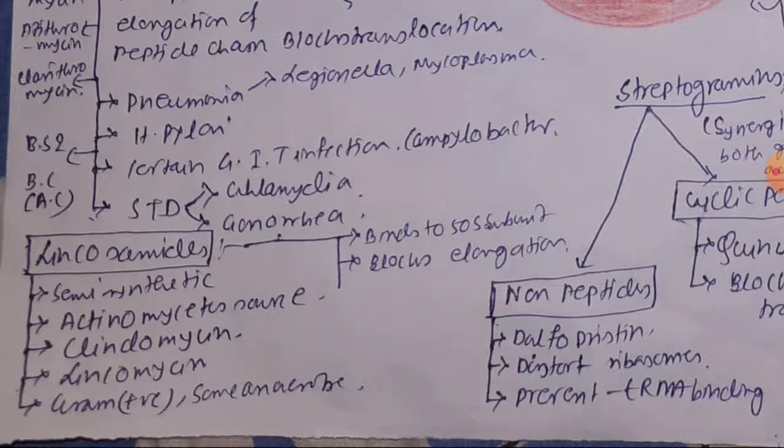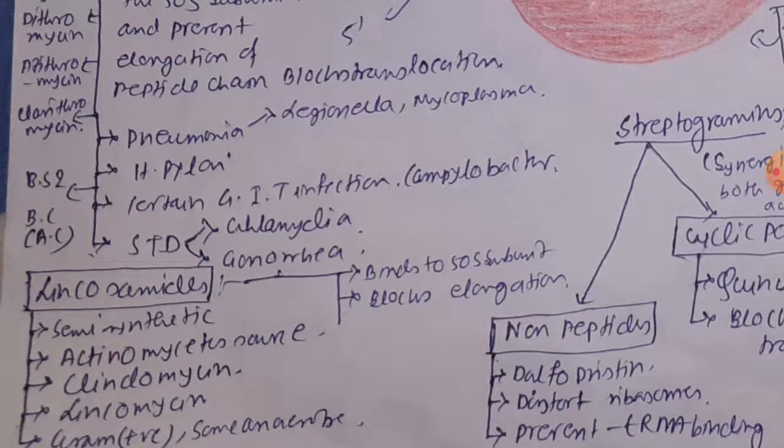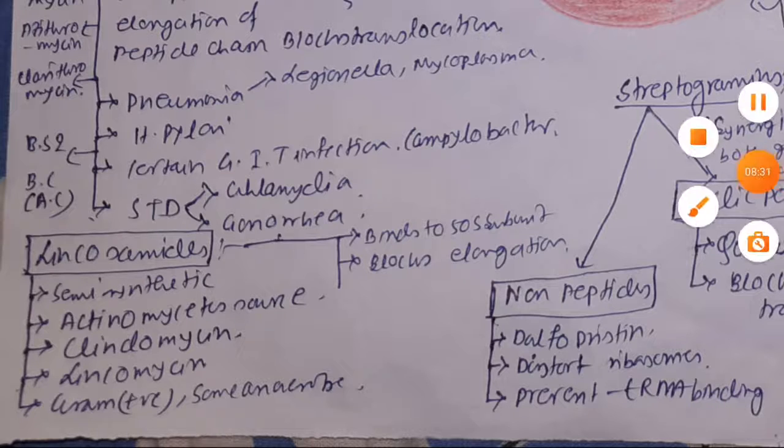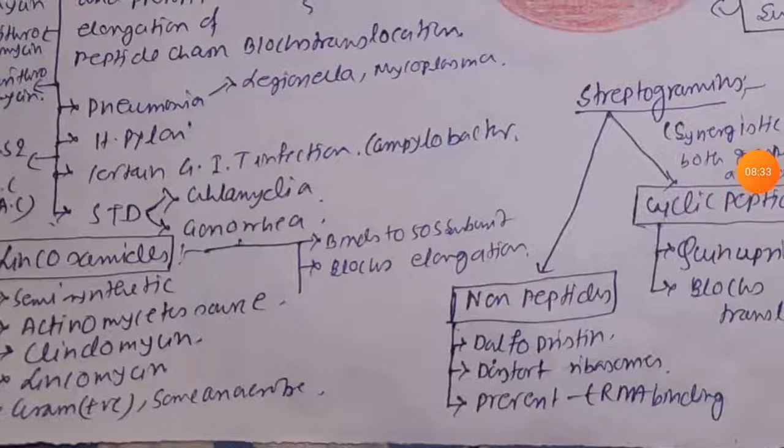So what are lincosamides? Lincosamides are semi-synthetic antibiotics, mind it very carefully, and they are also isolated from an actinomyces source. You can use lincomycin for any kind of gram positive or some anaerobic treatment. It will bind with the 50S subunit and block the elongation. So that was the idea of lincomycin.